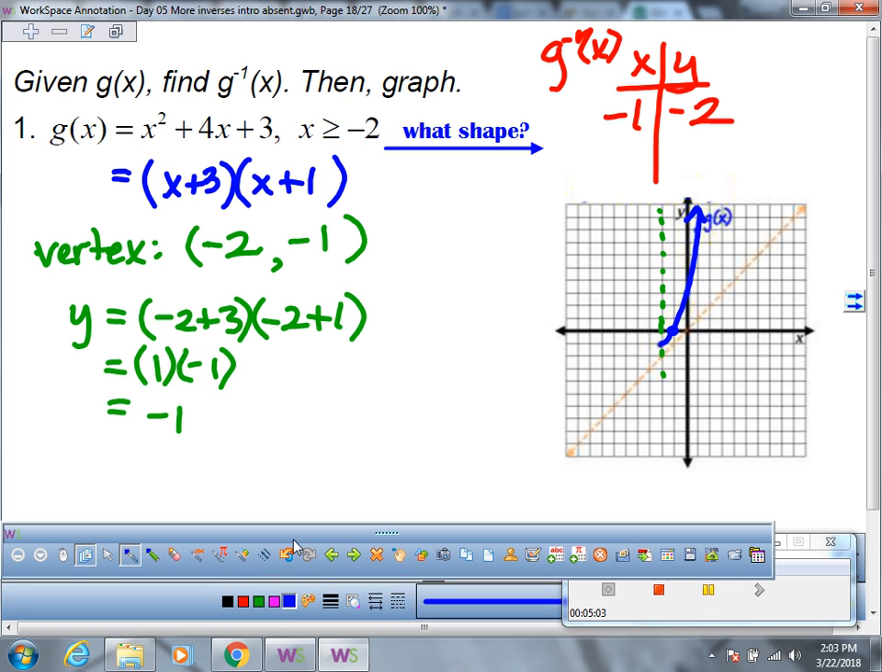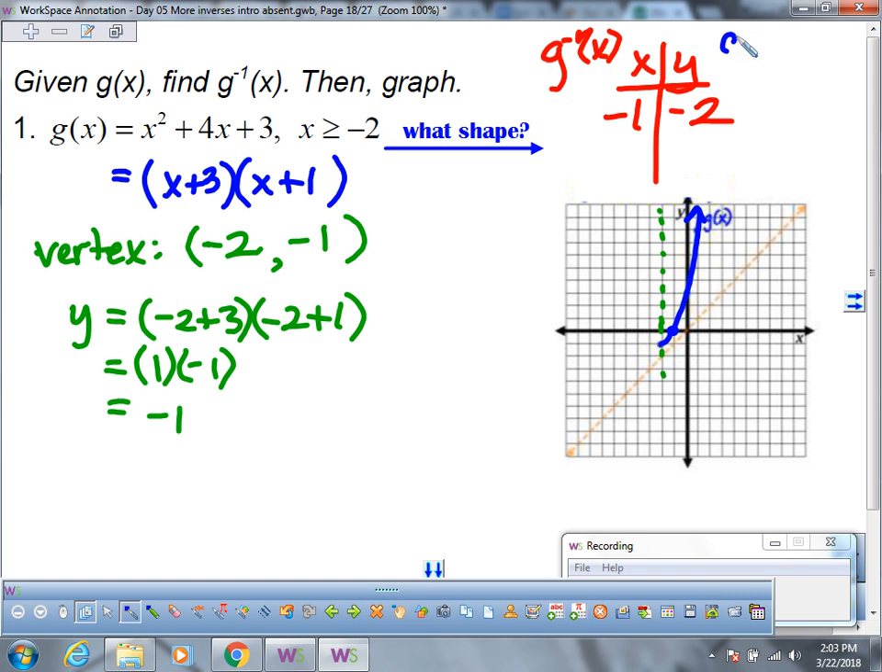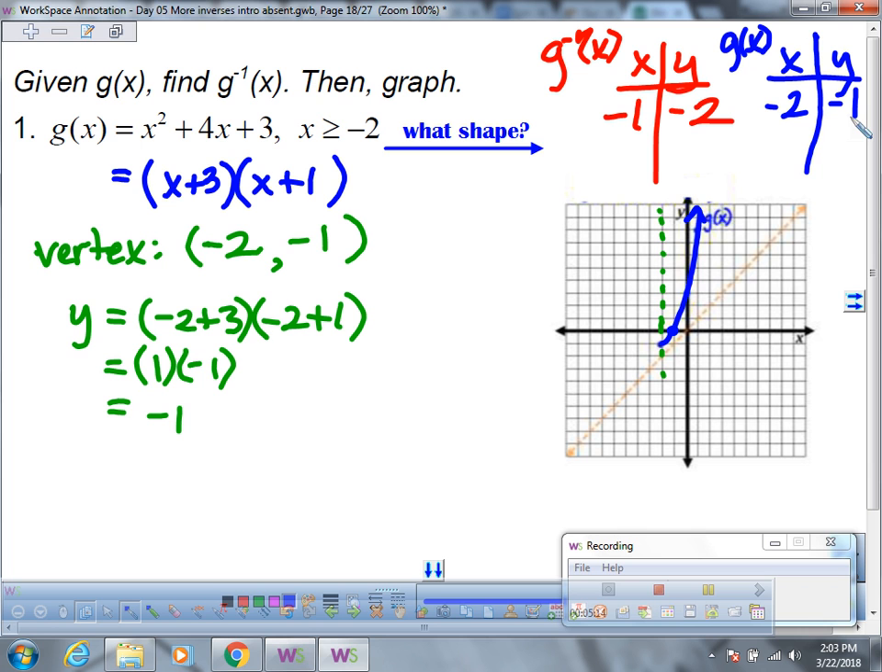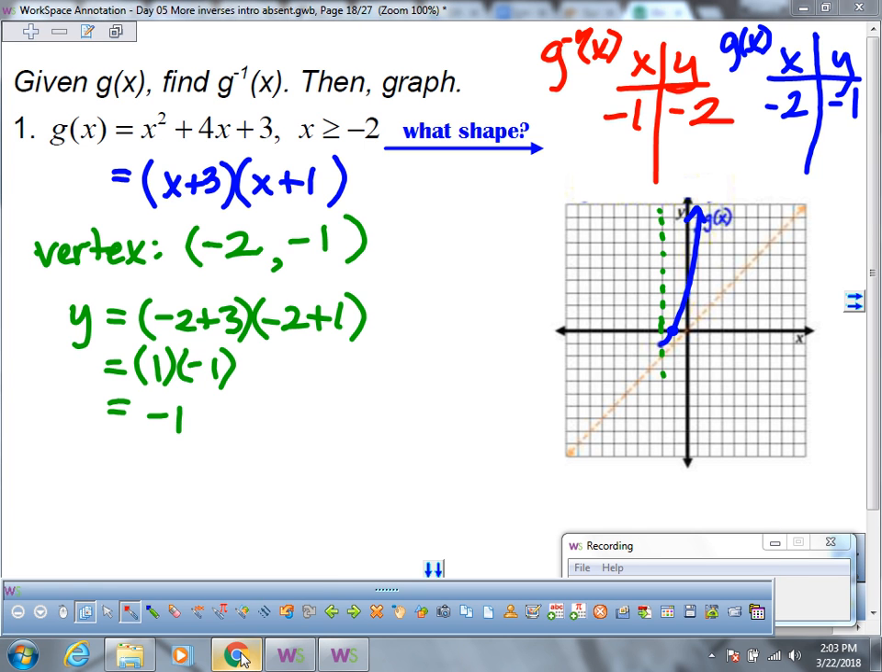And in blue, it was -2, -1. So the inverse is going to be -1, -2. They're going to be switched. This is the easiest part. So -1, -2 is right there.